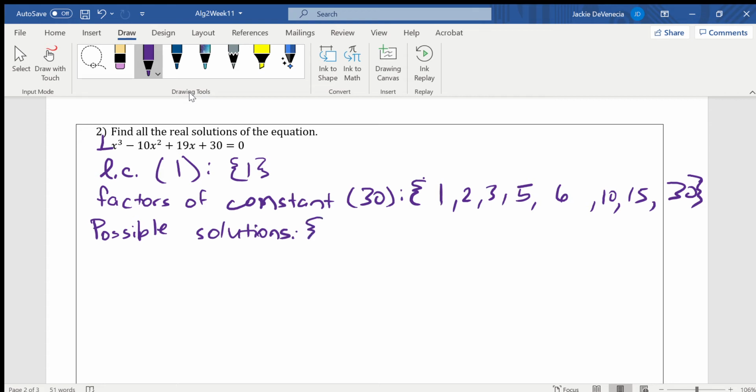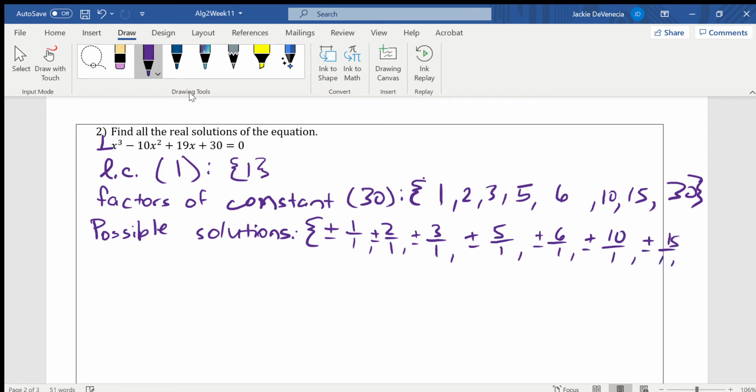So the possible solutions will be plus or minus 1 over 1, plus or minus 2 over 1, plus or minus 3 over 1, plus or minus 5 over 1, plus or minus 6 over 1, plus or minus 10 over 1, plus or minus 15 over 1, plus or minus 30 over 1. So these will be my possible solutions.